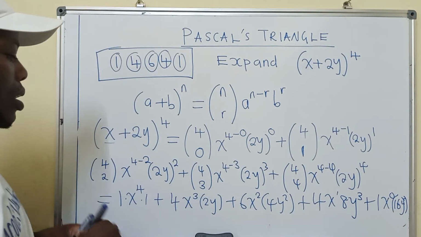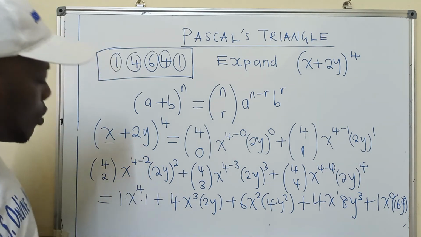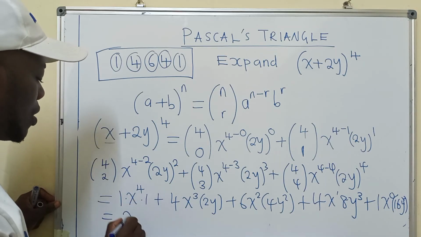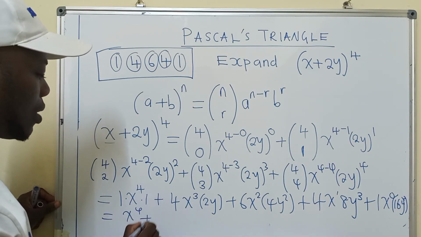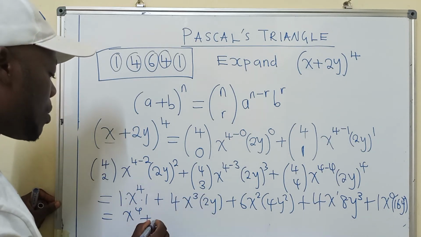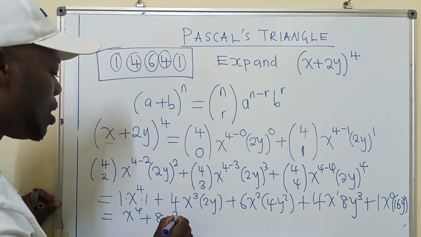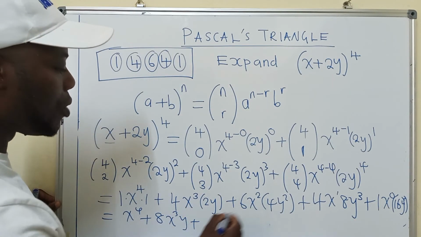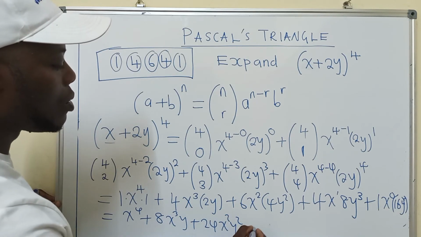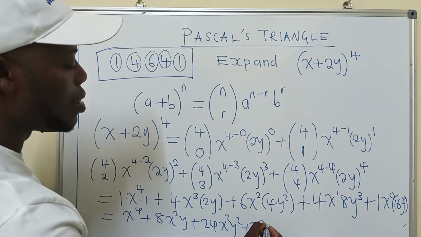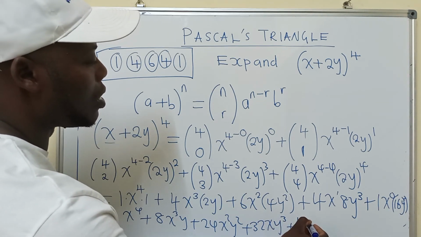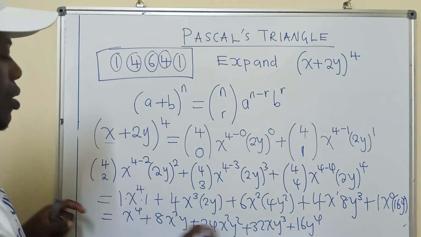Okay. So now the next thing here would just be to clean up now. So here 1 times x power 4 times 1, it's x power 4. Plus 4 times 4x power 3 times 2y. It's 8x power 3y. Here we shall have 24 x squared y squared, plus here 32 x y power 3, plus here we shall have 16 y power 4. So this is our answer.